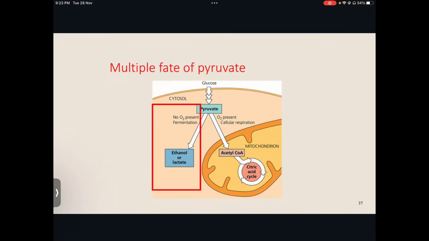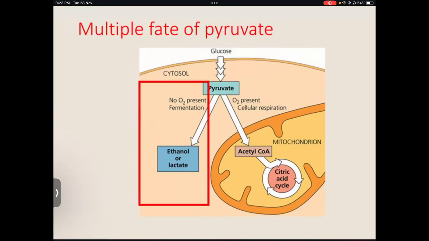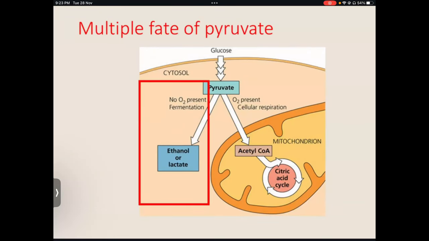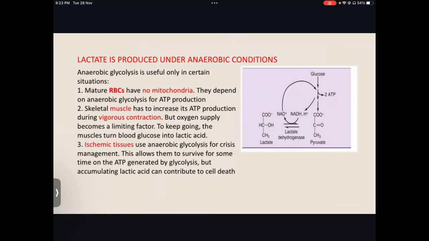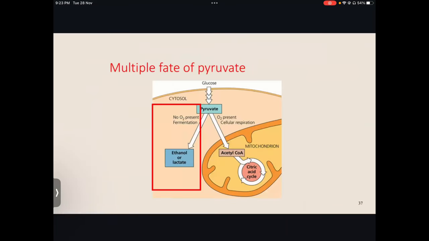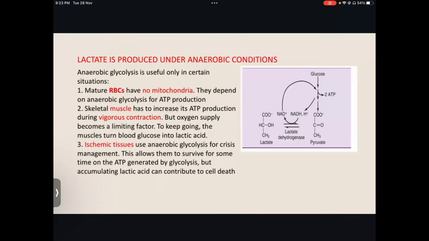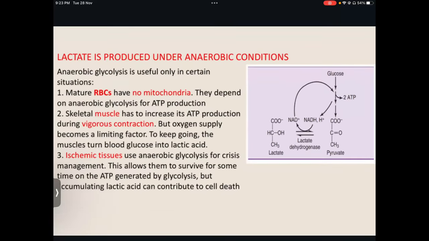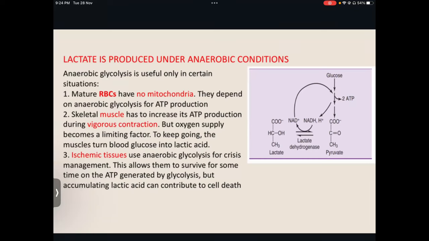Now, since that is going to be taught to you in later lectures, let's look at this part, which is when there is no oxygen present, in which fermentation happens. When you don't have oxygen, it's called an anaerobic condition. So in anaerobic conditions, the cells are going to ferment pyruvate in a process of anaerobic respiration in order to produce the product, which is lactate.